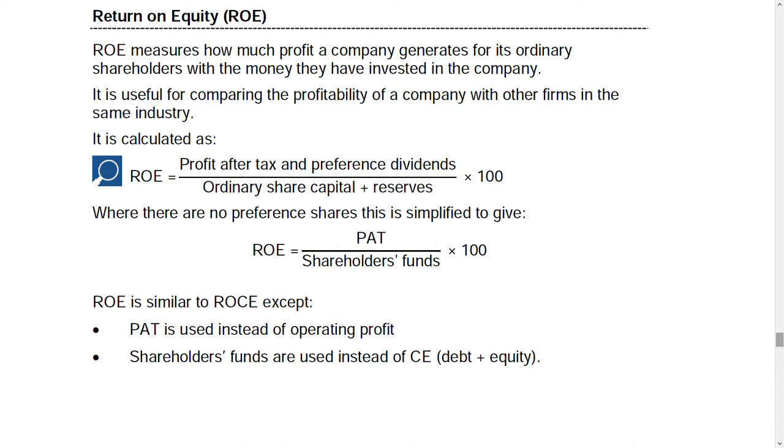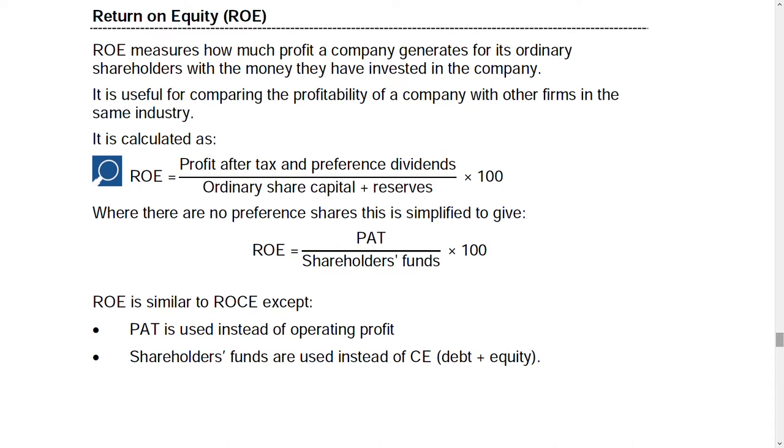Now, they have given you another scenario where there are no preference shares. What do you do? Don't go and try to fix it somewhere, thinking the preference dividend was given in the formula so I have to write it. Sometimes it's not given. So don't waste your time hunting for it. What do you have to do? Simple. Just profit after tax. That's it. There's no preference dividend. So profit after tax, that is PAT, divided by shareholder funds.